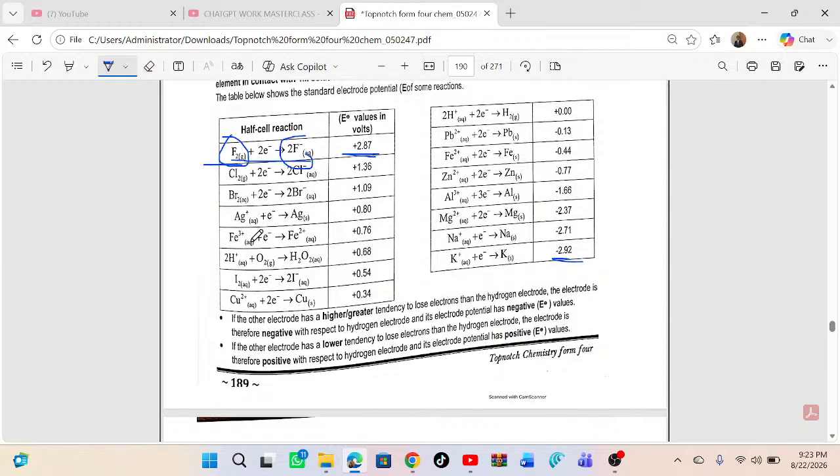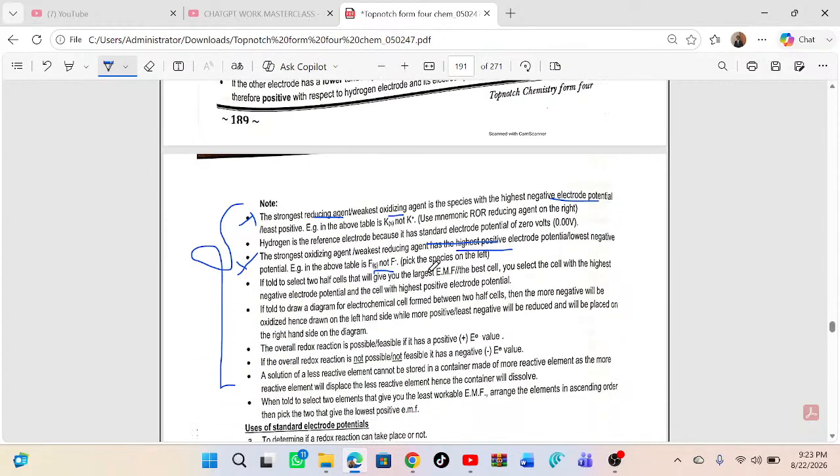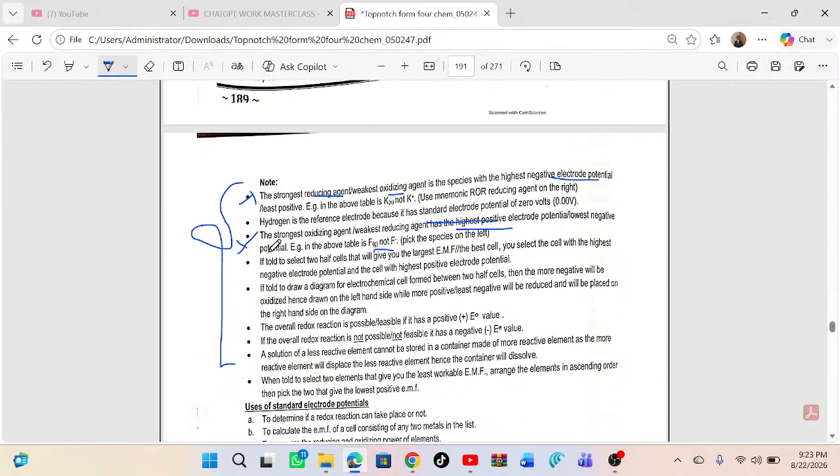Make sure that if you have any question, you note somewhere so that at the end of the class tunajibu. That's the second most important point that you have to know. The third important point is you're told to select two half cell that will give you the largest EMF or the best cell. You select the cell with the highest negative electrode and the one with the highest positive. So you take the highest positive and highest negative. So ukisikia tu best cell ama largest EMF, you just take the highest negative and highest positive, and that's all.